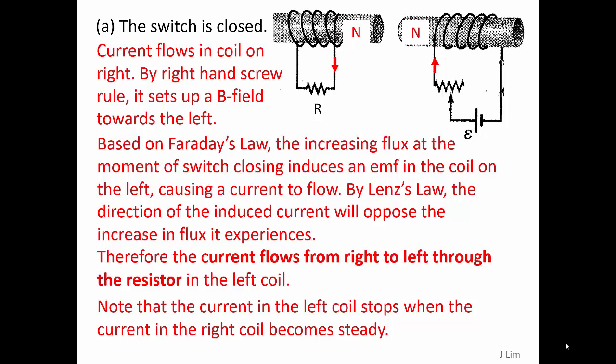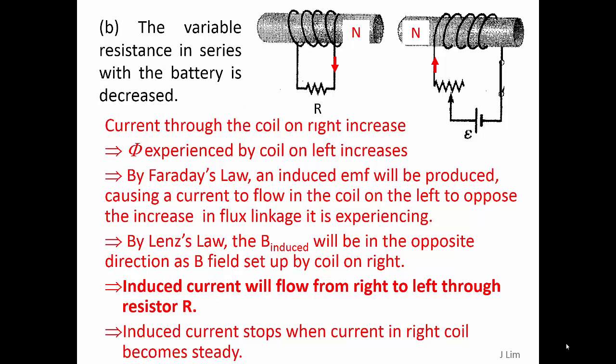Note that the current in the left coil stops when the current in the right coil becomes steady. Current through the coil on the right increases. Therefore, the flux experienced by the coil on the left increases. By Faraday's law, an induced EMF will be produced, causing a current to flow in the coil on the left to oppose the increase in flux linkage it is experiencing.